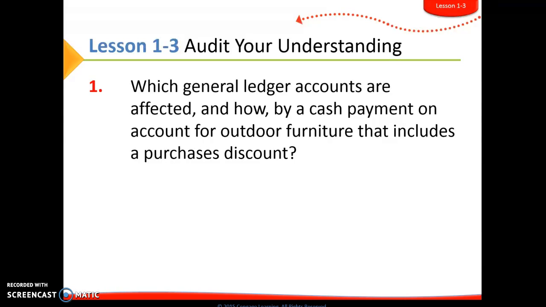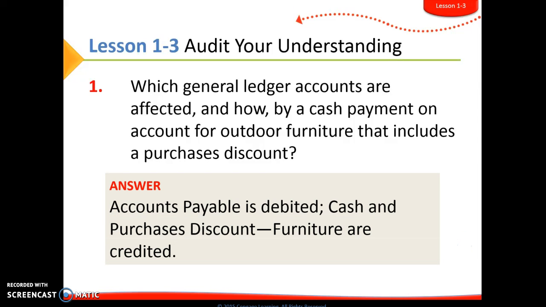Audit your understanding. Number 1, which general ledger accounts are affected and how by a cash payment on account for outdoor furniture that includes a purchases discount. Accounts payable is going to be debited, and then the cash and purchases discount furniture is going to be credited.